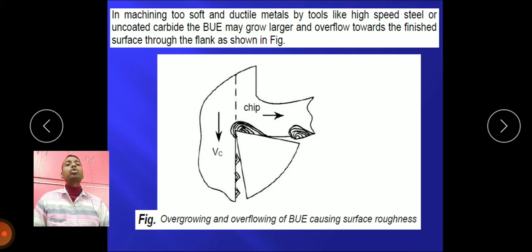In machining too soft and ductile metal by a tool like high speed steel or uncoated carbide, this type of form is generated. This uneven surface is generated. If you see that, this is not a desired product.